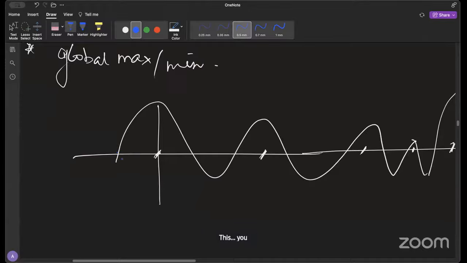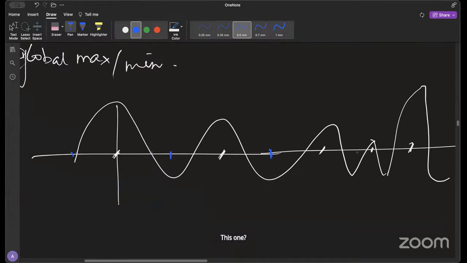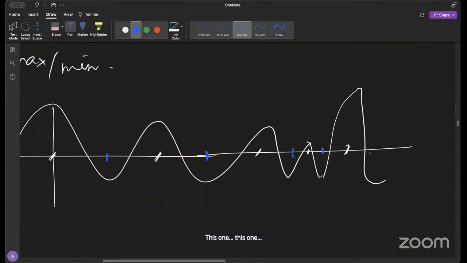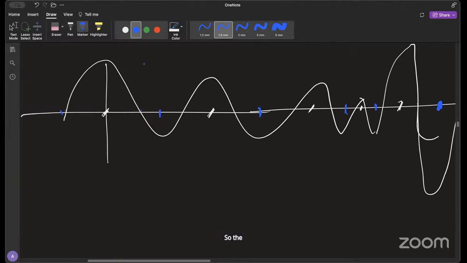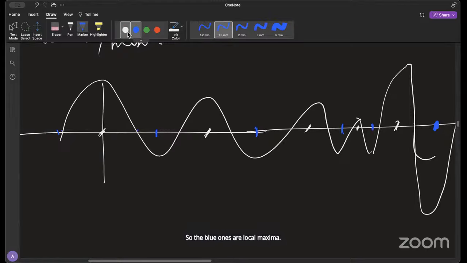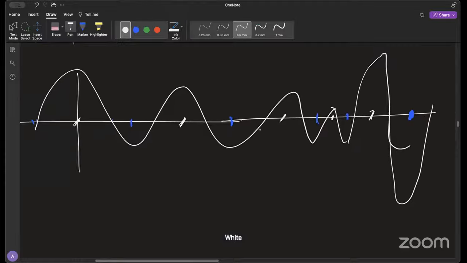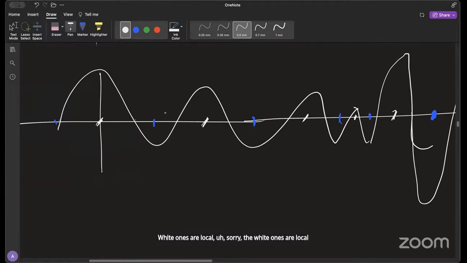This you can consider, not this one if it's going down, or you can take this one. This one, the end point, then this one, this one, this one, this one, and let's do this. If it's this, then this point. So the white ones are local maximas. The blue ones are local minimas.